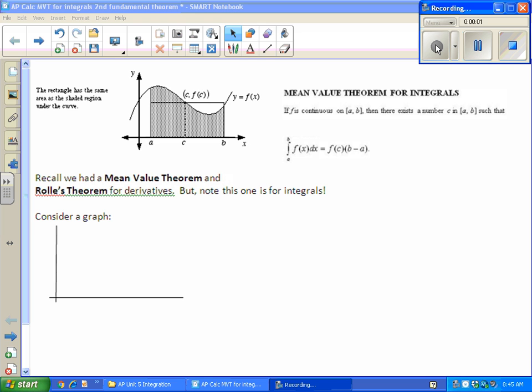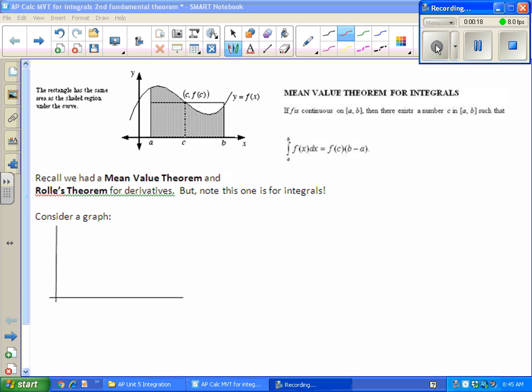All right, today's lesson in calc is on the mean value theorem, but it's for integrals. Now, we did a mean value theorem in the past for derivatives and also Rolle's theorem, which was a variation of the mean value theorem. But today is for integrals.